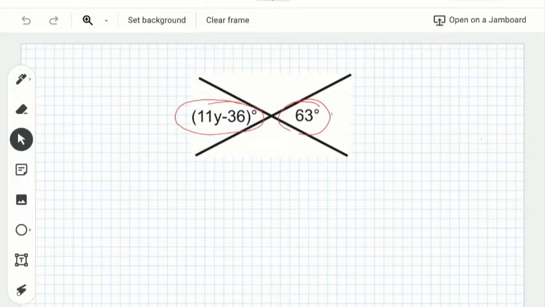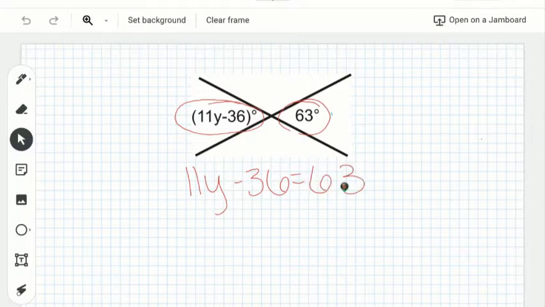We know that there's a y value here, and very often we'll be asked to find what the y value is. So if we know that these vertical angles are equivalent, we can set these two expressions equal to each other. By doing this, we're literally setting them equal to each other with an equal sign. And then we're just going to solve for y.